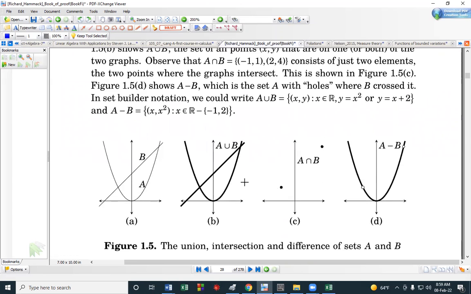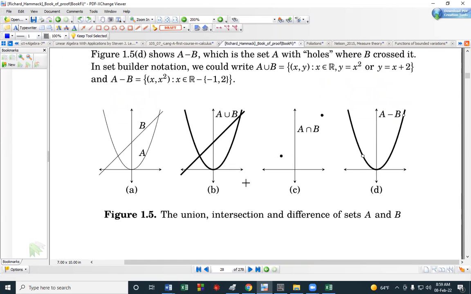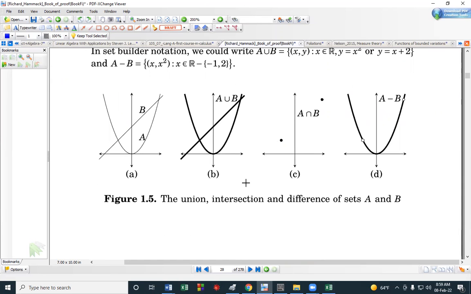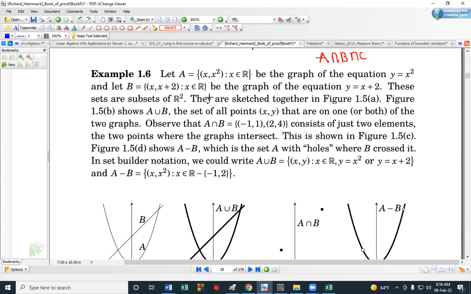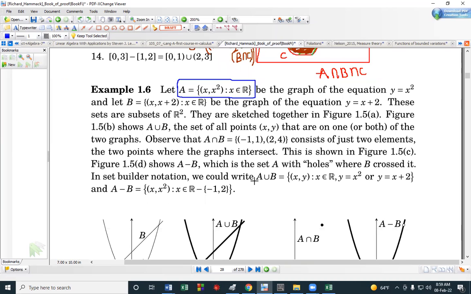How about in terms of graphs of functions? What are the intersections and unions? This example is a nice one. This set is the graph of the function f(x) equals x squared. Are you all familiar with the concept of the graph of a function? Yes, sir. Okay.